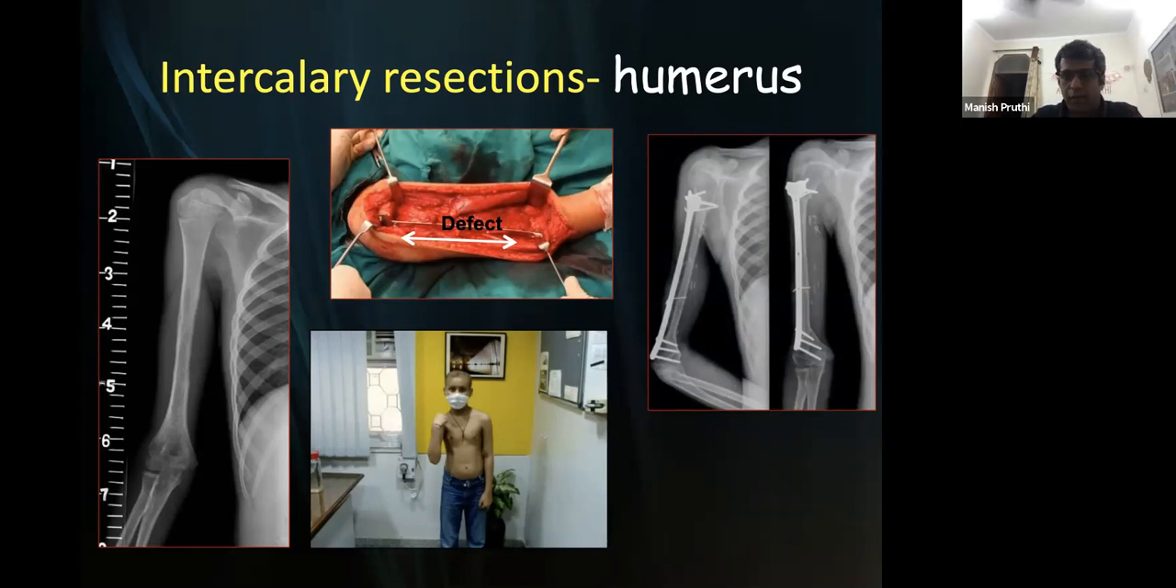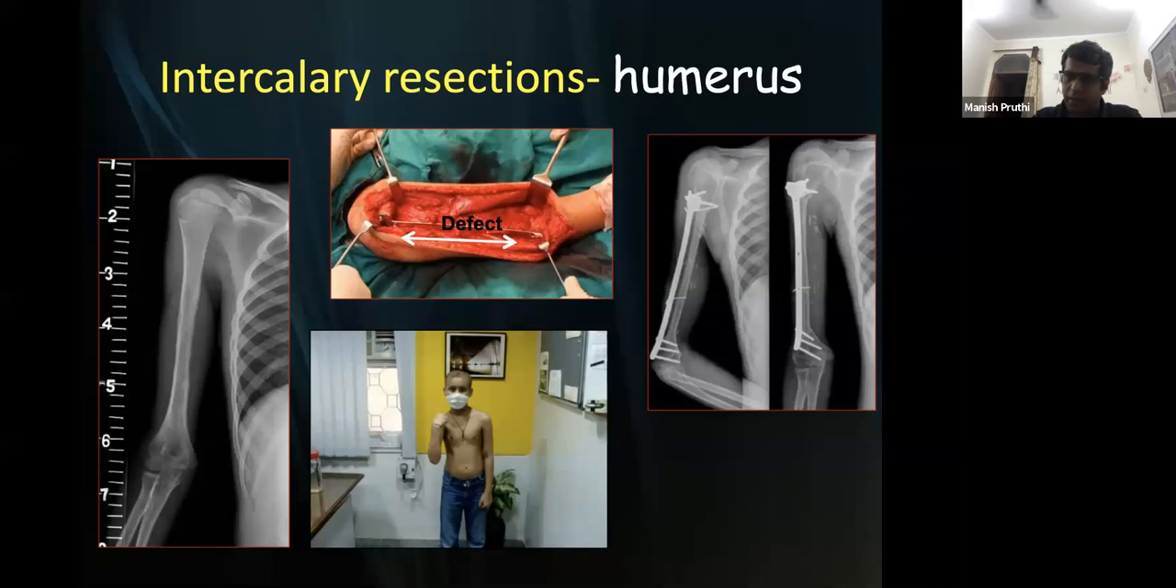And then once the bone hypertrophies or when the bone starts healing, we can allow the child or the patient to use the elbow and the hand. Till that time, the child or the patient has to be in a sling. The patient can get almost normal function with an intercalary resection and reconstruction with a vascularized fibula, but we need to wait for the bone to heal.